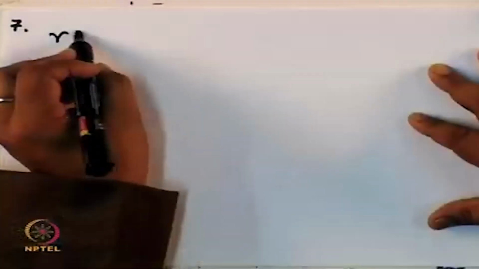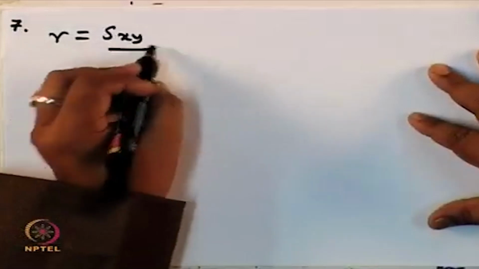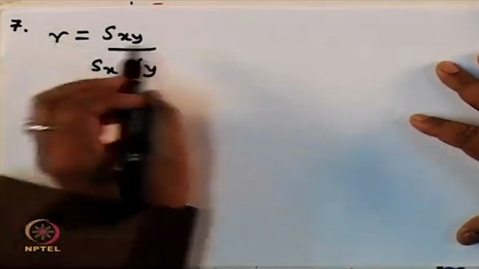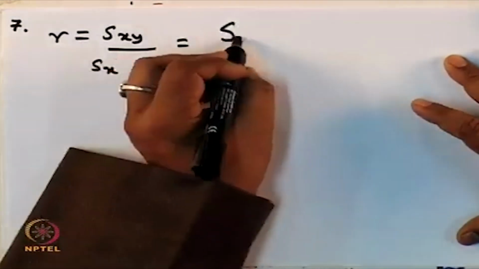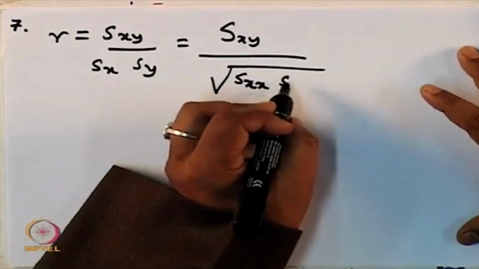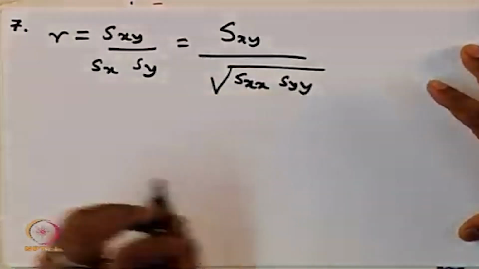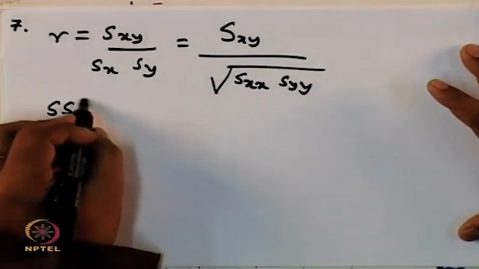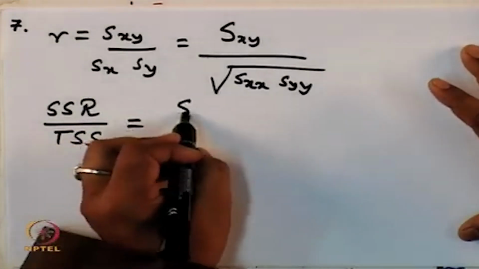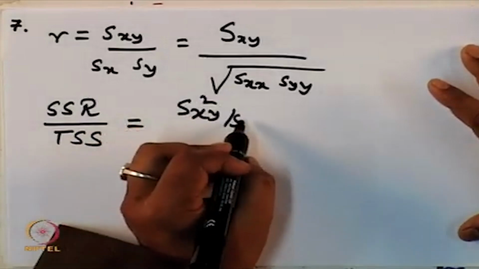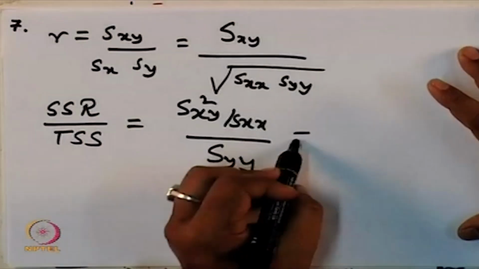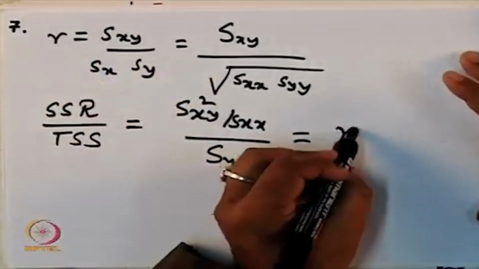We know that we use this term called R equal to SXY by SXX SYY as the coefficient of determination. This in our current language can be written as SSR by TSS. So, if you take the ratio SSR by TSS, what do you get? You get SXY square by SXX divided by SYY. And what is this? This is nothing but R square.